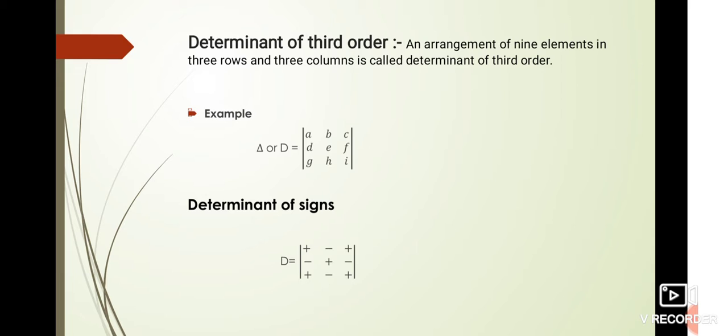Let us see an example of a third order determinant, in which the arrangement of 9 elements is A, B, C, D, E, F, G, H, I. Next, the signs of determinants, in which we can observe that every element has an alternate sign: plus, minus, plus; minus, plus, minus; plus, minus, plus. This is the most important point in this lecture and very useful in the expansion of a third order determinant.